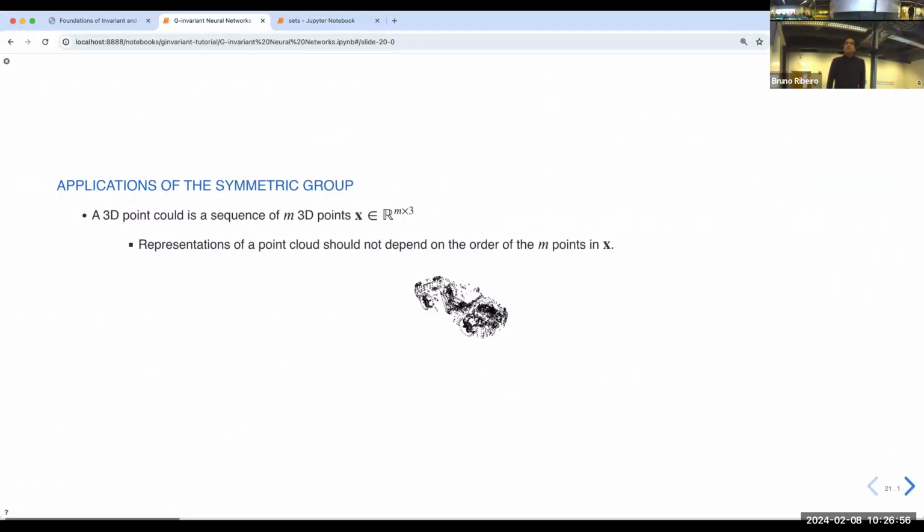So let me show an application of the symmetric group. Think of a 3D point cloud. This is a car, and it's still a car no matter how I have ordered the points inside my vector, or my matrix, describing this car. So the order of the points in the point cloud doesn't matter. So whatever neural network operates on this should be invariant to the order of the points in the point cloud.